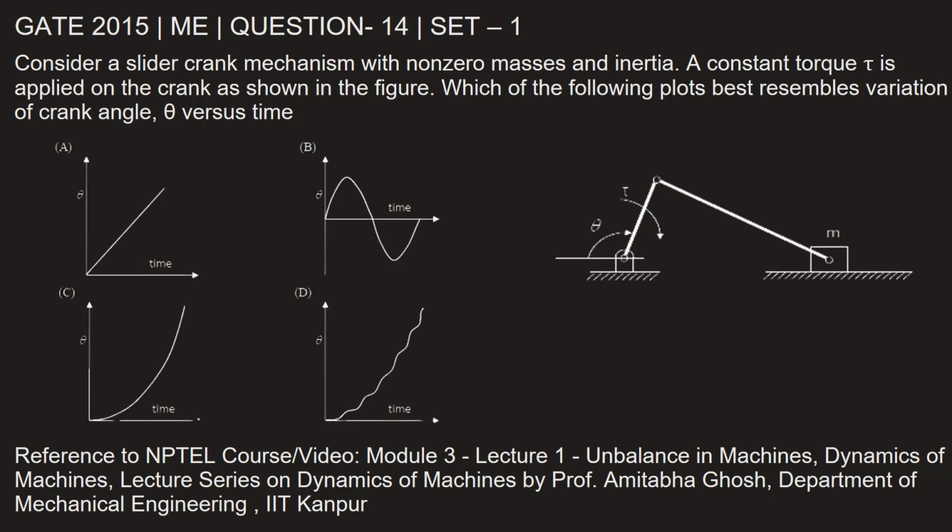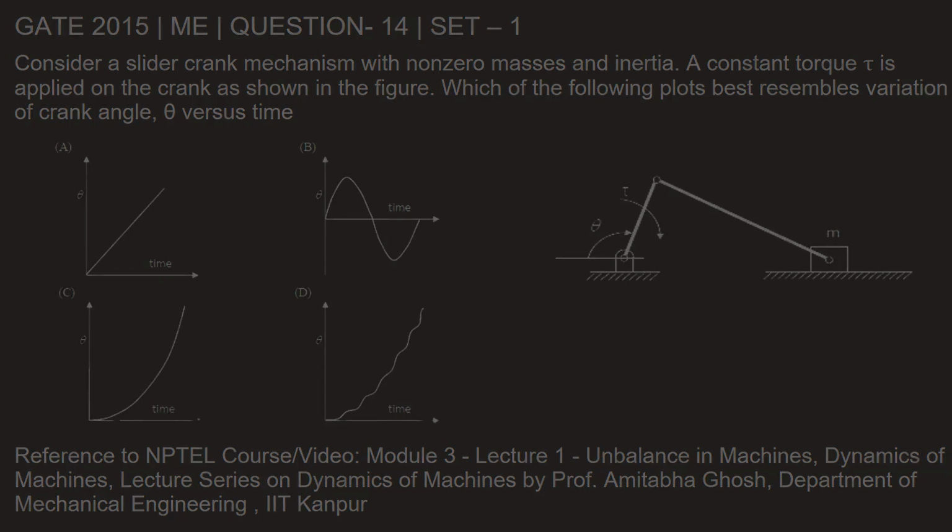This question is from GATE 2015 Mechanical Engineering Paper Set 1, question number 14. Consider a slider crank mechanism with non-zero masses and inertia. The constant torque tau is applied on the crank as shown in the figure. Which one of the following plots best resembles variation of crank angle theta versus time?